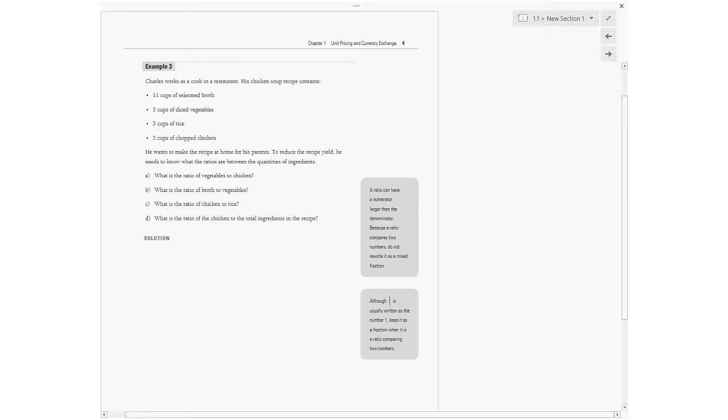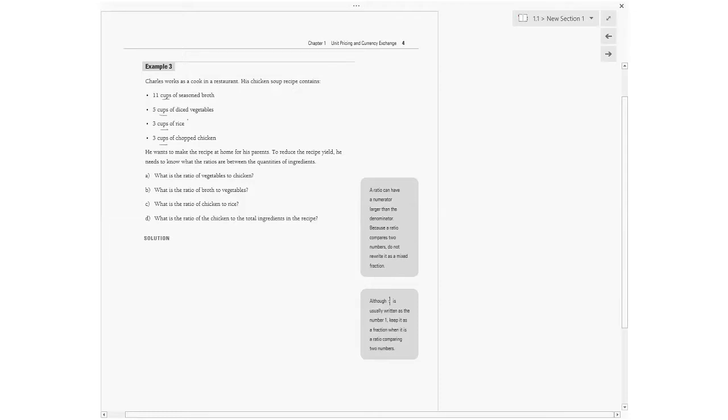In example 3, we've got Charles working as a cook in a restaurant, and here's his chicken soup recipe, but he wants to make it at home for mom and dad. This is obviously going to make way too much soup, so he just wants to know what the ratios are between the quantities so he can make them smaller. So what's the ratio between vegetables to chicken? Well, let's look first. You'll notice all of these are in cups, so all our units are the same.